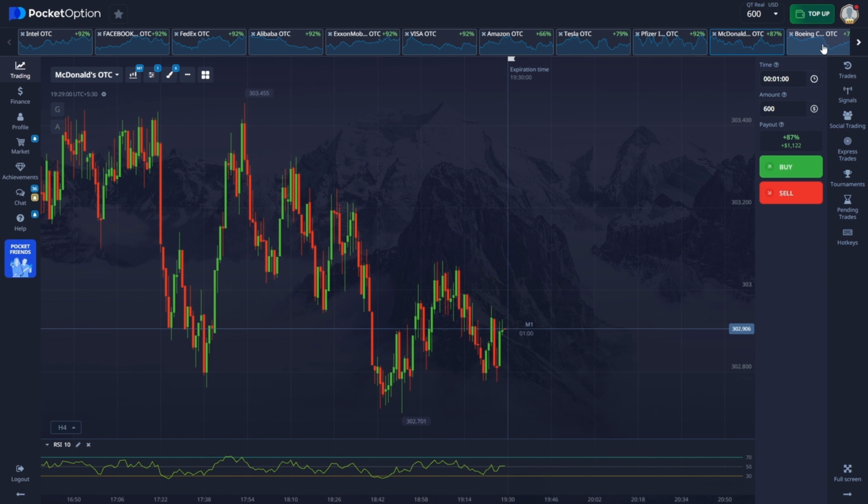On McDonald's OTC, we have a trade for the downside move, and I placed the trade for the downside move on McDonald's OTC worth $600. As you can see, the previous green candle closed at the RSI level 50. It was slightly above, but in my opinion, this candle should turn red. That's why I took this trade for the downside move.